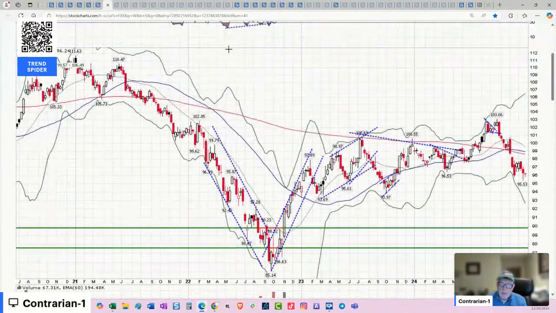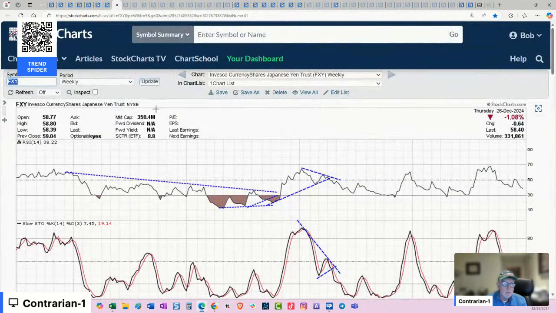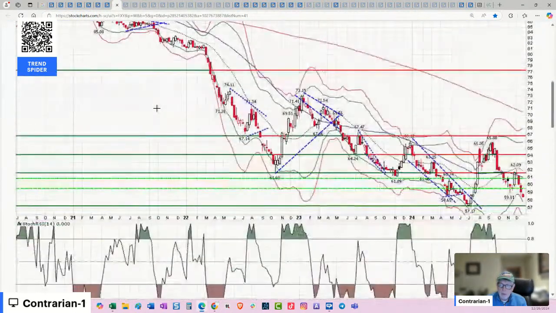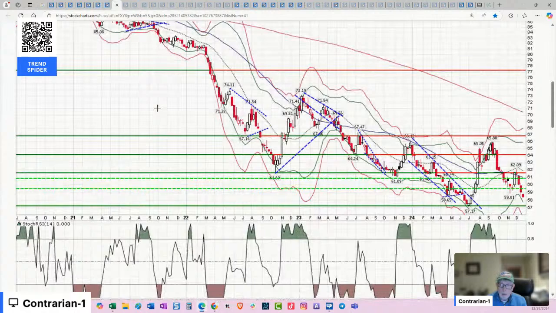Euro. No new weekly lower lows. Interesting. One trading day left to go. Yen, weekly view. Horrible. New weekly lower lows. We're probably probing back towards the lows of June.